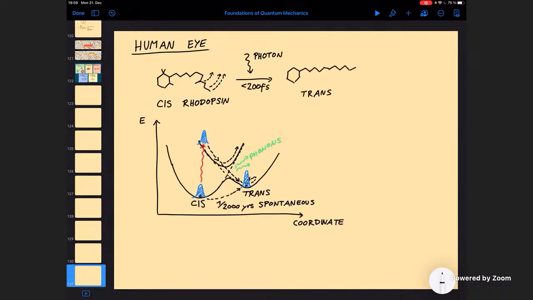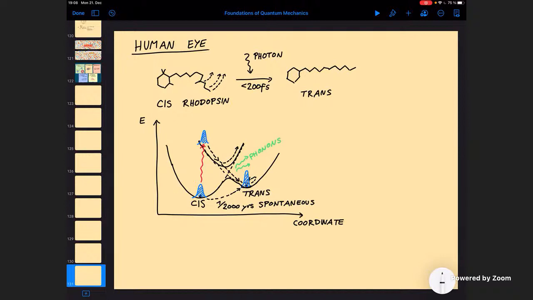Okay, so I want to continue with the human eye story, where it's maybe even more mysterious, but I very much like this example. Now, once this has happened and you have this trans configuration, what goes on next? So this happens only in the first moment, 200 femtoseconds, very fast. These are the typical time scales for vibrations and so on, even for electronic processes, and then it is converted in this process.